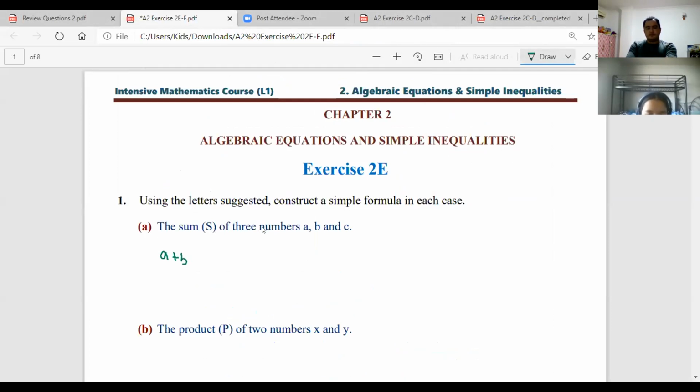Yeah. The sum S of three numbers A, B, and C. So the sum S, right, Shahina? First, you have to write capital S. S equals A plus B plus C. Okay. If the question says just write the sum of three numbers A, B, C, then you just write A plus B plus C. But here it says the sum S of three numbers, that's why you need to use S equals A plus B plus C. Okay. Let's move to the next question.